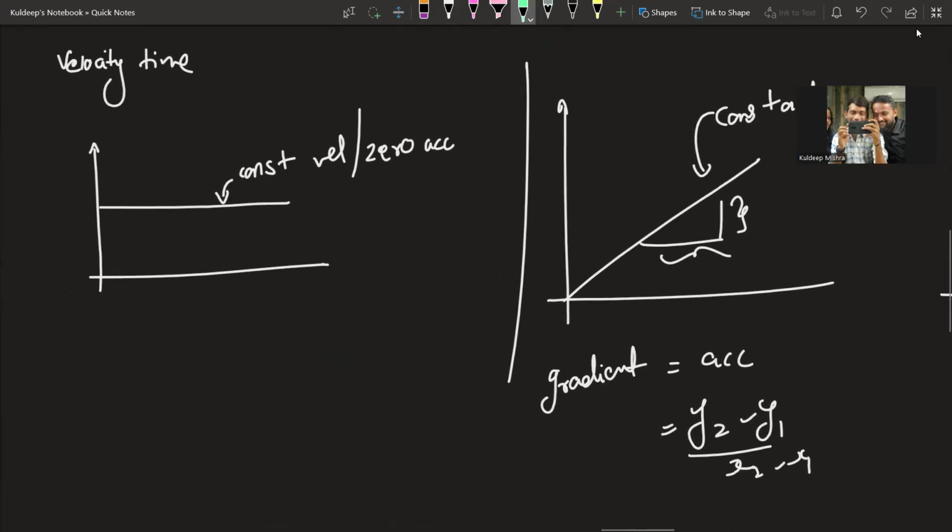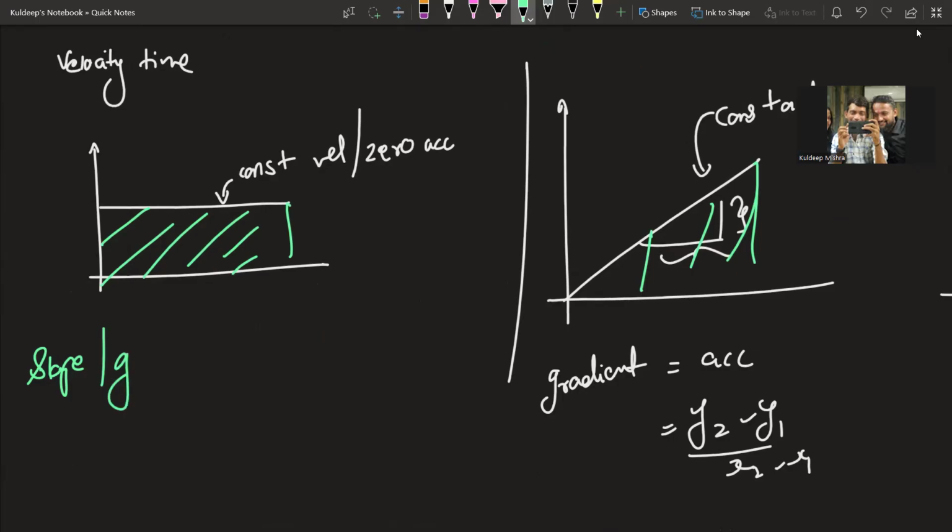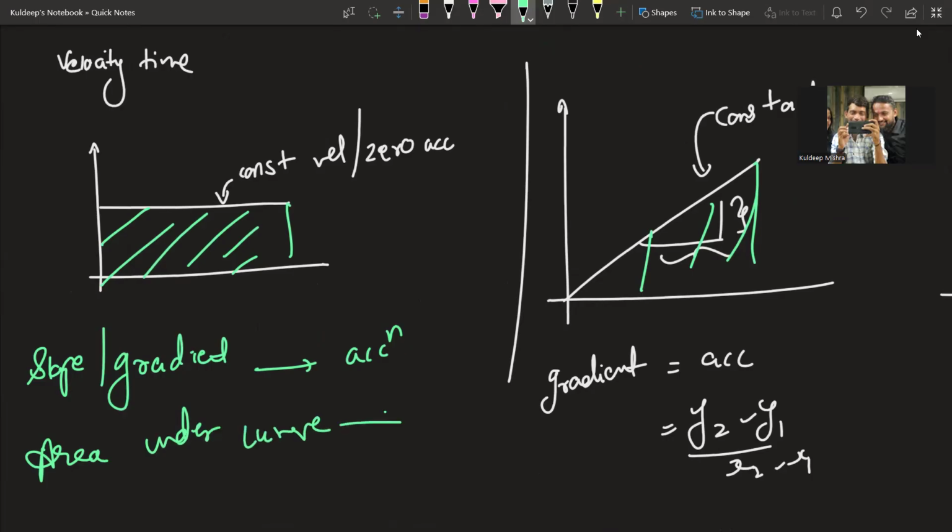And if they want you to find the distance covered, you find the area under the curve. Like here, this is the distance. Here, this entire thing is the distance. So here we will remember that slope or the gradient in velocity time graph gives you the acceleration, and the area under the curve gives you the distance. Okay.